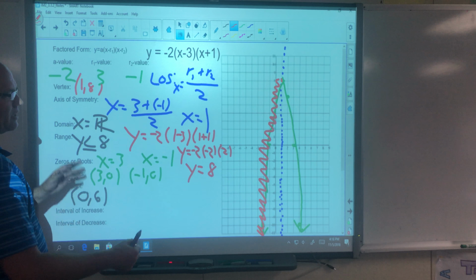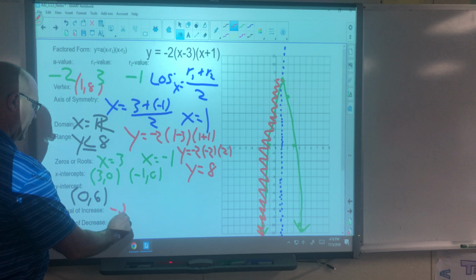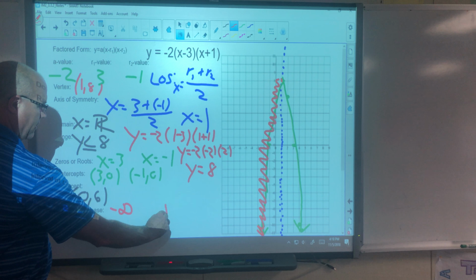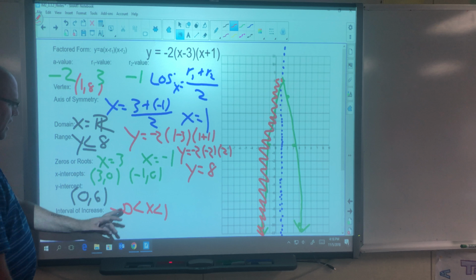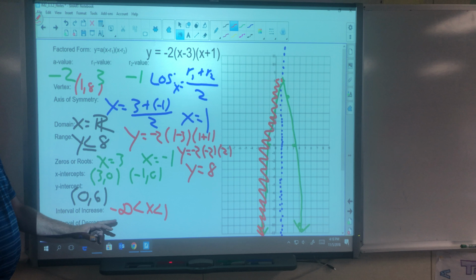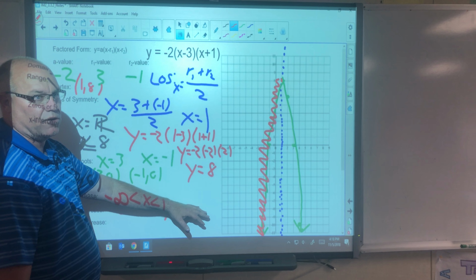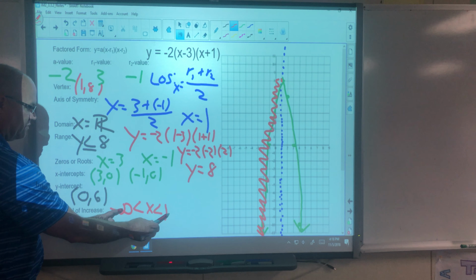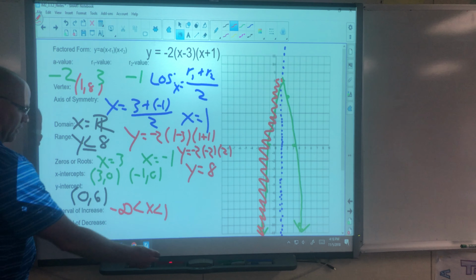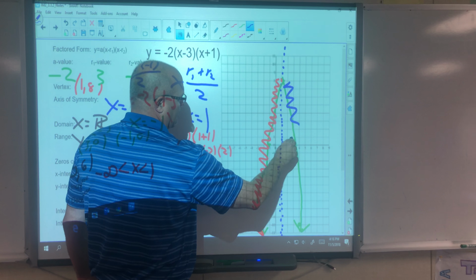Interval of increase, I want the lower limit and the upper limit, which are going to be negative infinity and 1. So x is going to be less than 1 and greater than negative infinity. Again, I want you to have the limit because later on we'll be writing this using interval notation. It's going to make it an easy conversion to do that once you learn how to do it this way with your inequality.